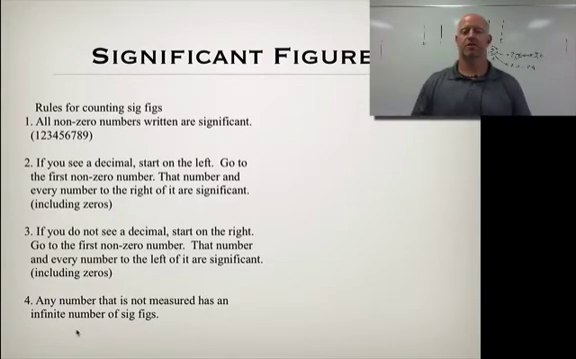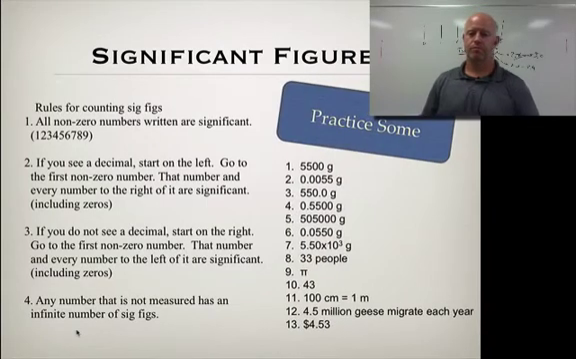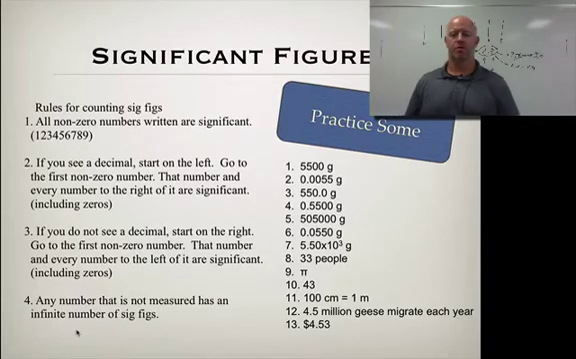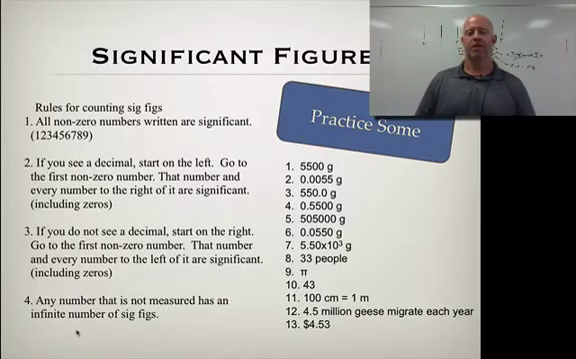Now let's take a look at some numbers and work through these different rules. So on the screen what we see here is our first number is 5,500 grams. Okay? And then we have 0.0055 grams. So let's start with those two.